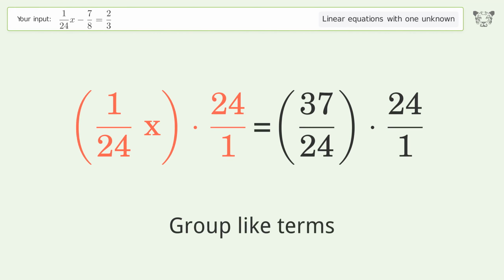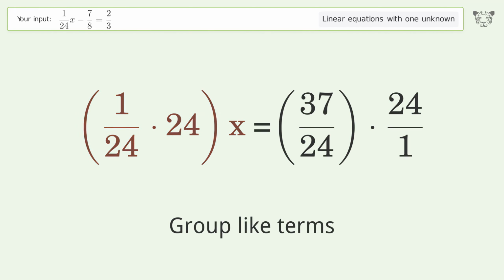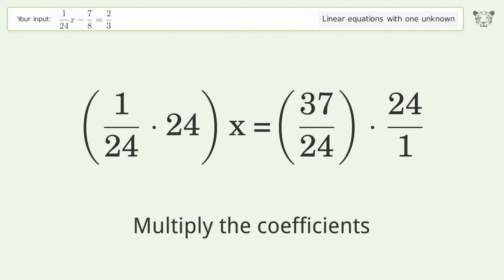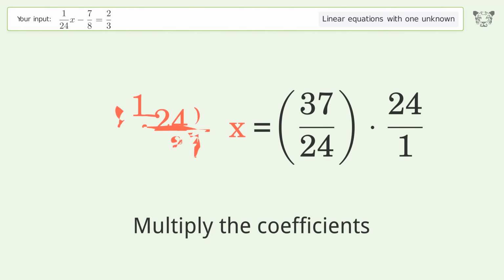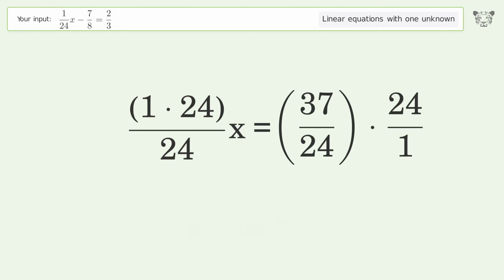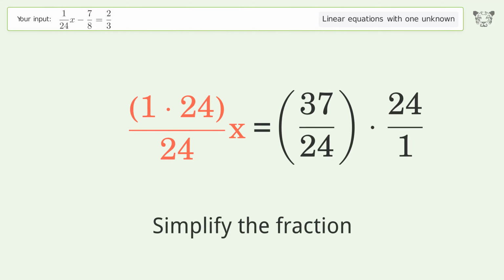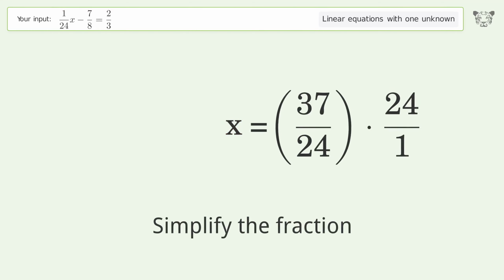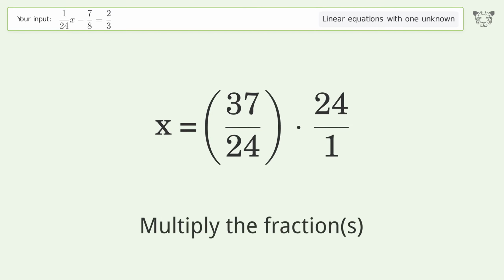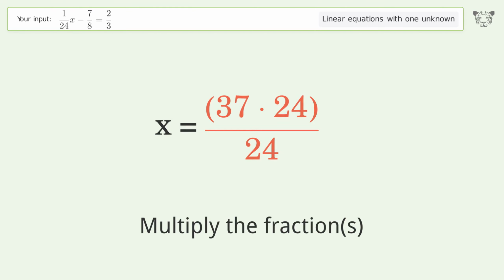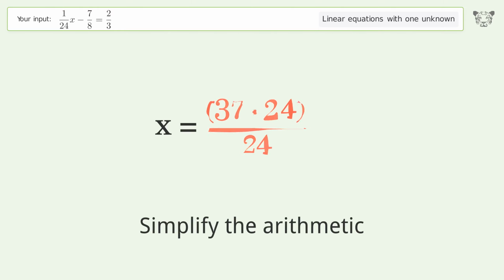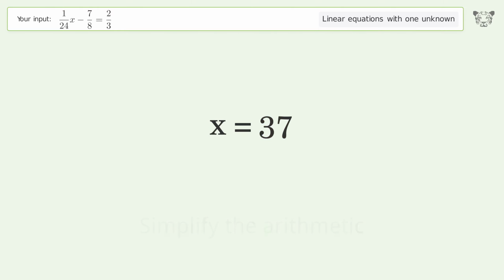Group like terms. Multiply the coefficients. Simplify the fraction. Multiply the fractions. Simplify the arithmetic. And so the final result is x equals 37.